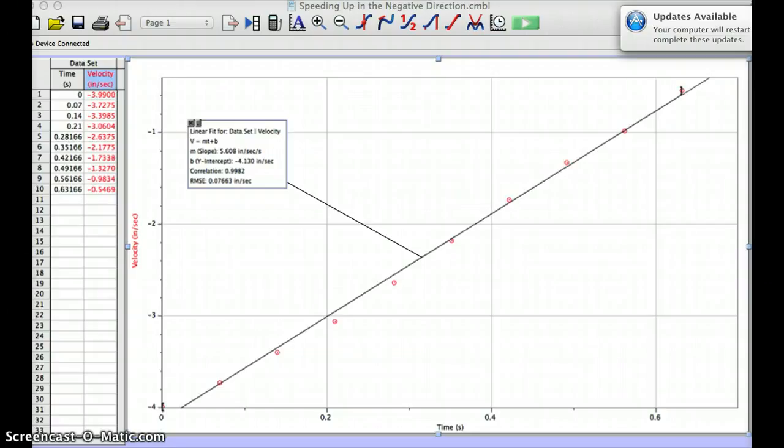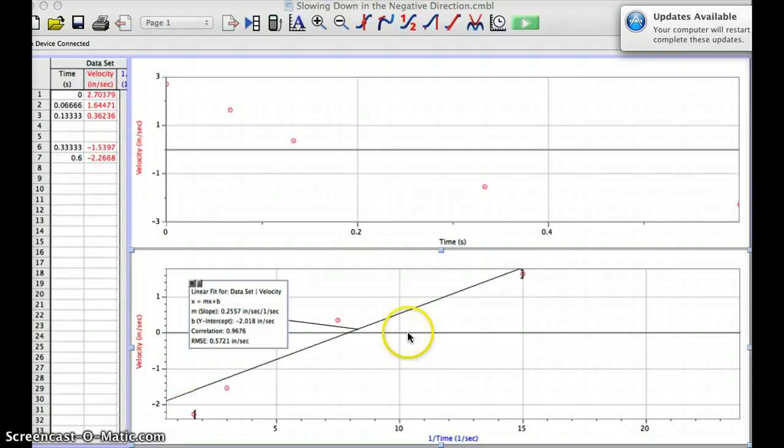So for this car, at 0 seconds, the car is moving negative 4.3 inches per second, and the slope is 5.6 inches per second squared, and that's the rate of acceleration of the car. And the equation for this is 5.6 inches per second squared times t plus negative 4.3 inches per second.